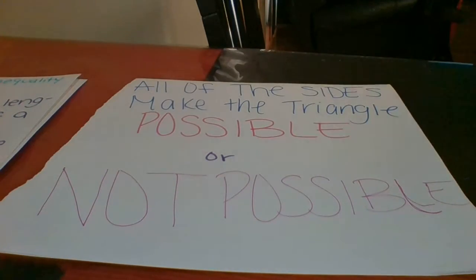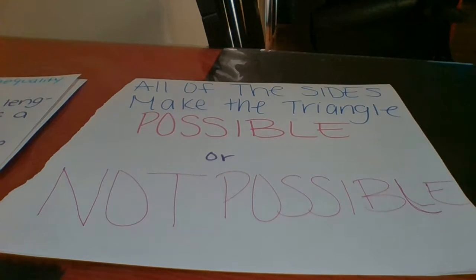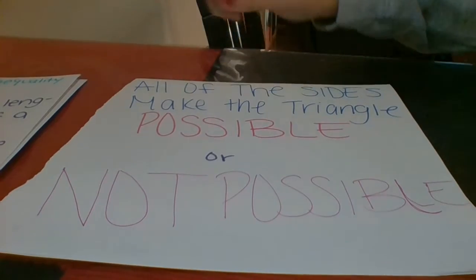And with this, if the two sides added together are greater than the third side, then the triangle is possible. But if it is less than or equal to the third side when added together, then the triangle is not possible.